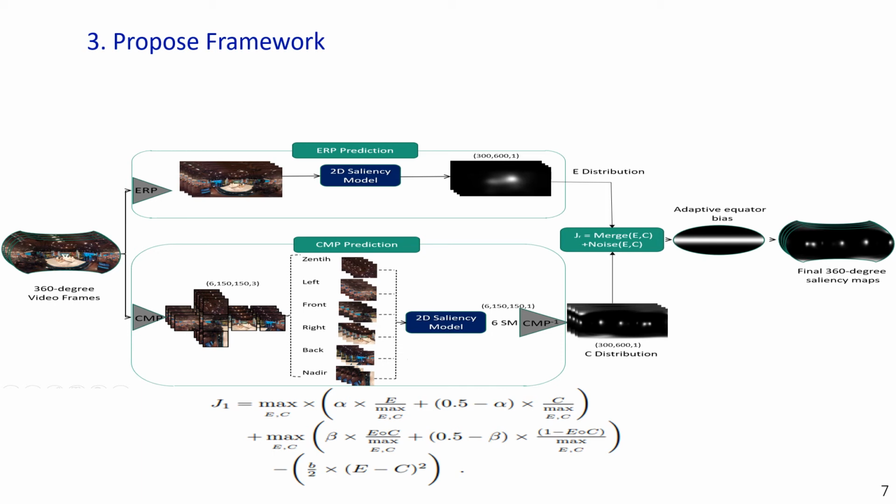where B is the complement of the equator bias. We have set the parameters after an extensive experiment. We set alpha to 0.2 and beta to 0.4. And finally, after adding the adaptive equator bias, we got the 360 saliency corresponding to the viewer head and eye movement position.